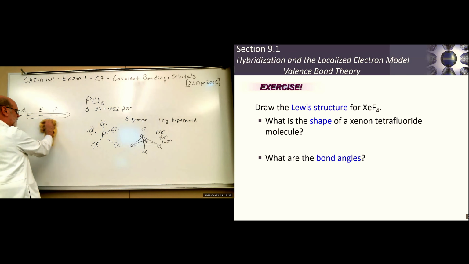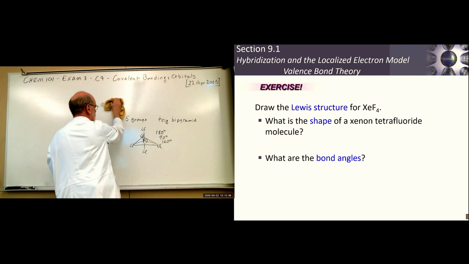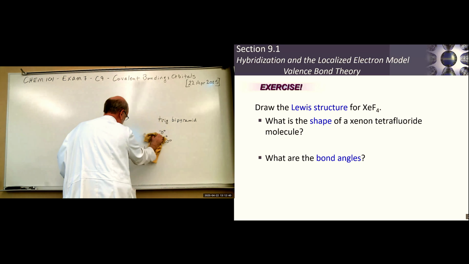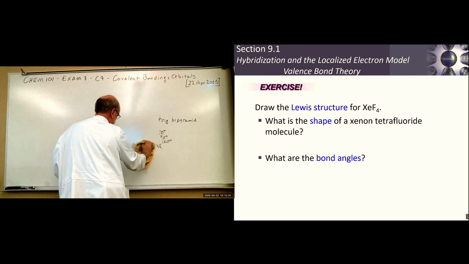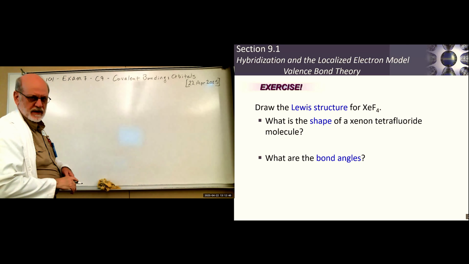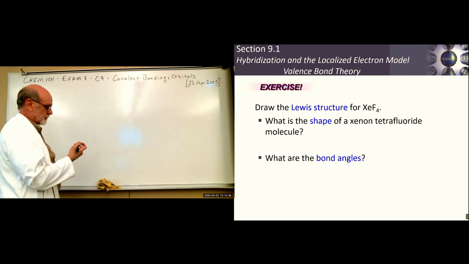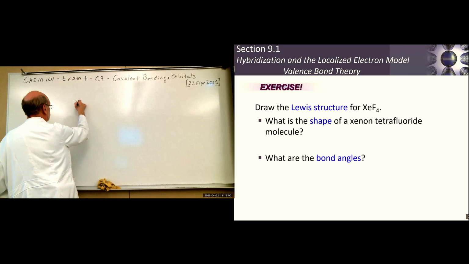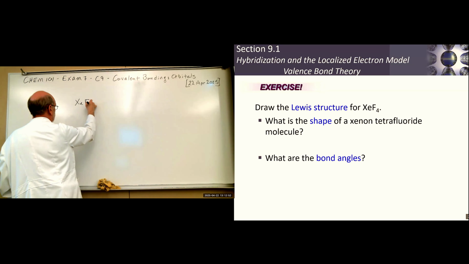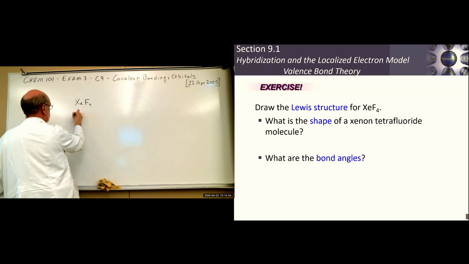Now we're going to go to the highest number of groups that we've studied so far, and that's where we'll stop. And our example here is xenon tetrafluoride. Okay, so we have 8 for a noble gas. 4 times 7 is 28, and that's 36 electrons.